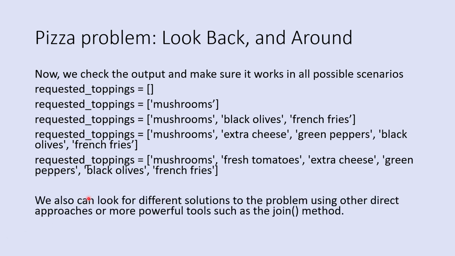Now, for the looking around portion, there's a couple of things we can do. So we could look for different solutions to the problem using a different thought process, a different direct approach, or using more powerful tools like the join method that's available in Python and some other things. But we can also, if we're happy with this solution, look around for other places, other ways to apply this in other scenarios. So when we come up with a new problem, we're like, oh, I need to be able to do this thing. Oh, that reminds me, that's like that pizza problem that we did. I can use that same technique in this setting.